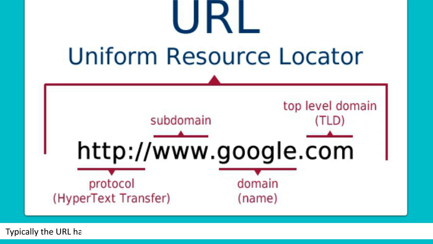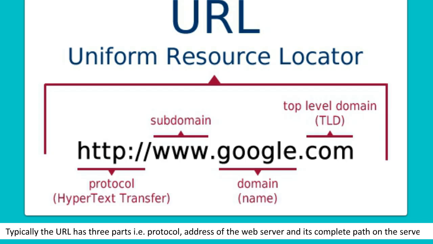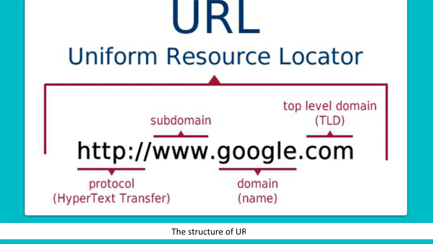Typically, the URL has three parts, that is, protocol, address of the web server, and its complete path on the server. The structure of the URL is protocol://server address/path. For example, http://www.grambooks.com/aboutus. HTTP is the protocol used to transfer the page.